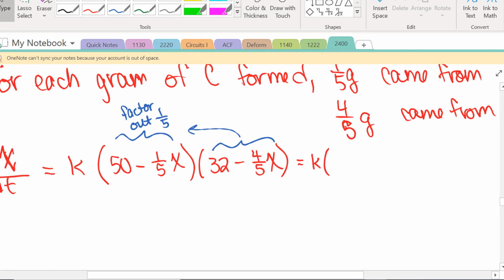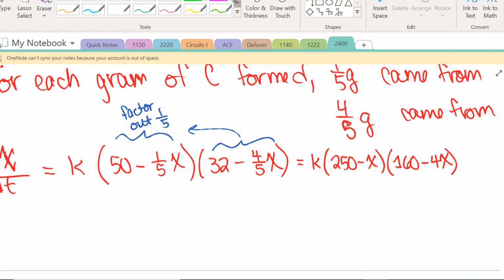So if I divide 50 by 1/5, that's the same as multiplying by 5. So we have 250 minus X. And then 32, if I divide it by 1/5, that's the same as multiplying by 5. That's 160, but then I still have minus 4X. And I don't want a coefficient of X at all. So I am also going to factor out a 4 from here and just let the K absorb that as well. So that's just going to kind of get taken into that K.